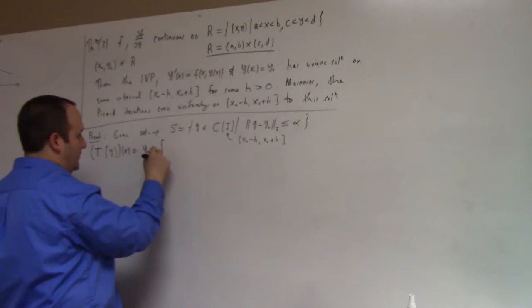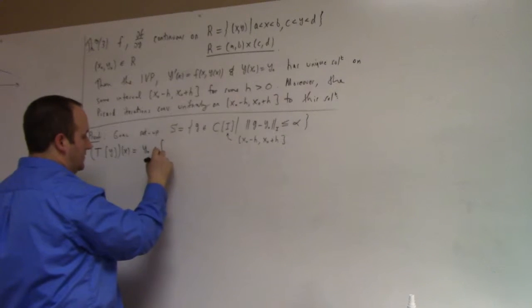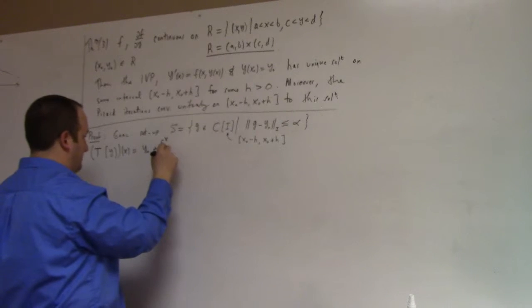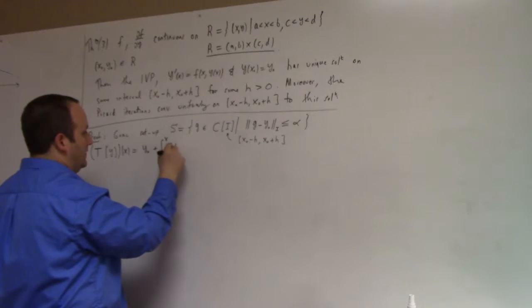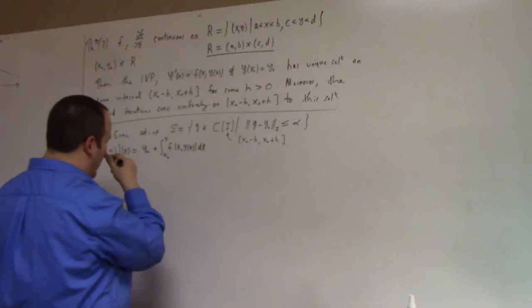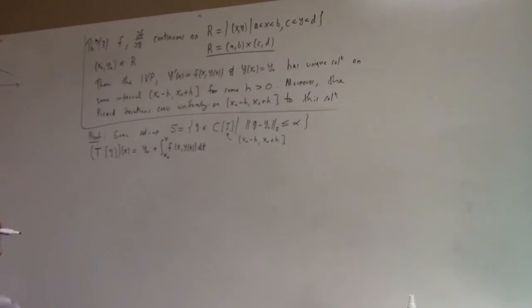Plus the integral from x naught to x of f of t, y of t, dt. That defines T of y, right? Our goal is to show that that is a contraction if we choose our constants appropriately.